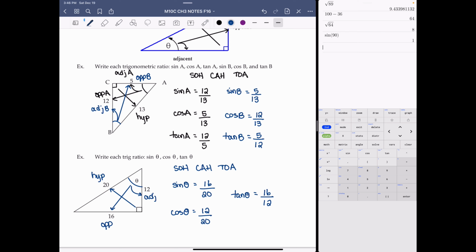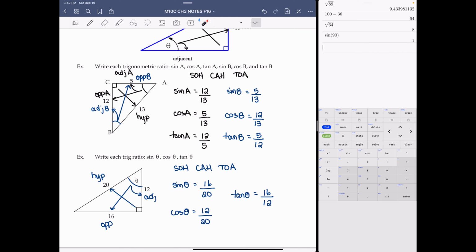Notice that for sine and cos, we have a number less than 1: 12 over 13, 5 over 13, 16 over 20, and 12 over 20. That happens because sine and cos both have the hypotenuse as the bottom number, and by definition, the hypotenuse is always the longest side in a right triangle.